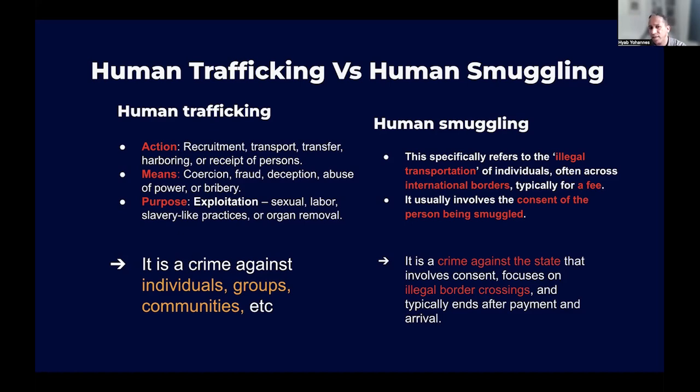Generally, human smuggling is seen as a crime against the state, because it's about illegal transportation across borders from one country to another country. It involves the consent of both the individual who is being smuggled and the smuggler as well. It focuses on border crossing, and it typically ends after payment is processed and the person has arrived from the point of departure to the point where they're supposed to be. And this is basically smuggling.